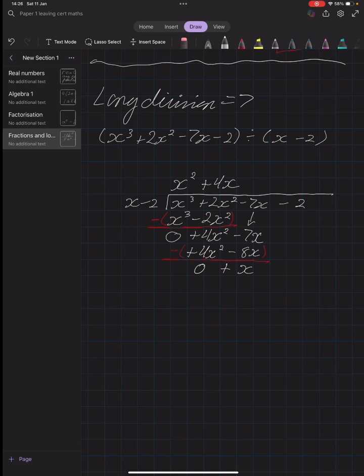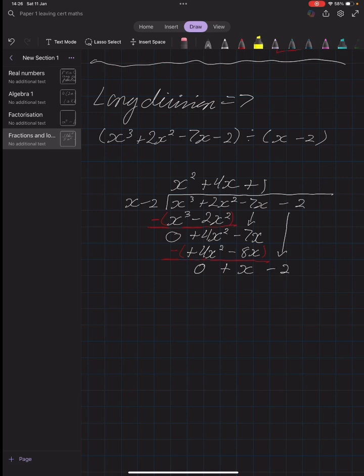Okay? And I want to bring this guy down. Minus 2. Again, you're going to do this number divided by this number and write it here. So in this case, x divided by x is plus 1.